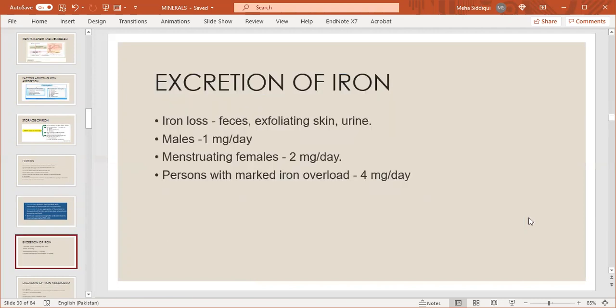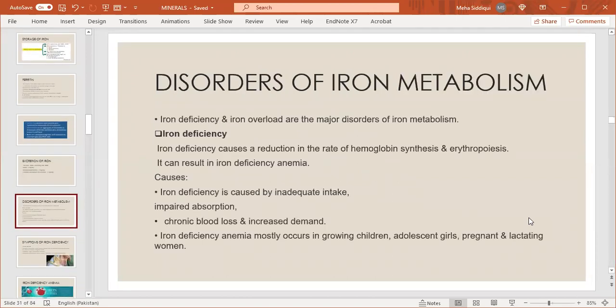Excretion of iron. Now, iron losses occur through feces and exfoliating skin. Iron loss in males is 1 milligram per day. In menstruating females it is 2 milligrams per day, and in persons with marked iron overload excretion is 4 milligrams per day. Disorders of iron metabolism.